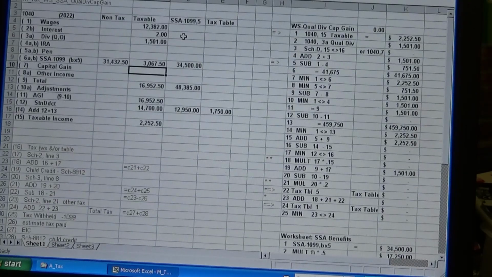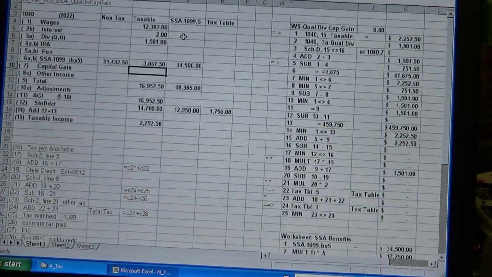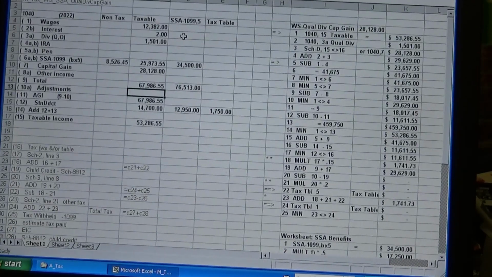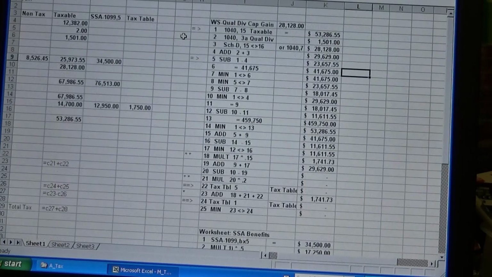Now the stock I sold, they paid me my dividends. I sold it in order to reap the benefits. I've owned it for 30 years. And my profits off of that was $28,128. And watch everything respond now. And now we're up to $53,000 in taxable income. And the taxable Social Security has come up also.